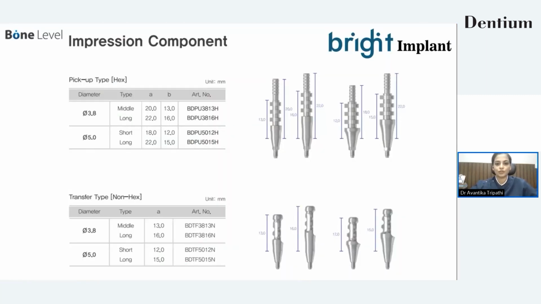These are the impression components. If anybody wishes to follow the manual method, the analog method, then they can choose between the pickup or transfer type of impression copings.